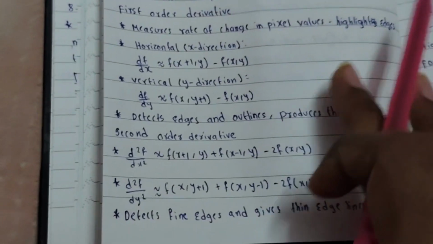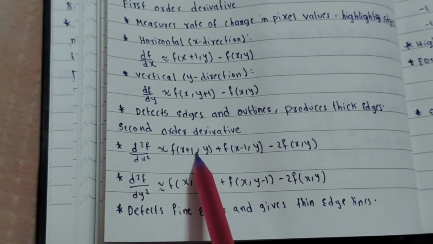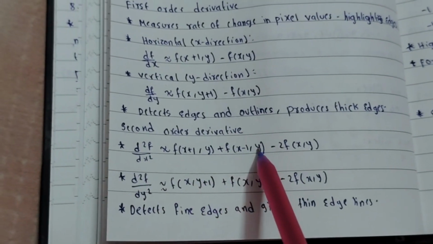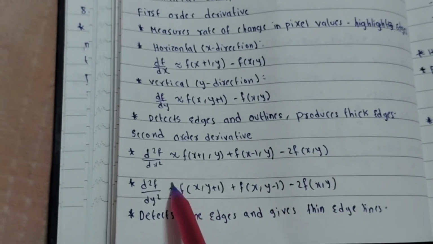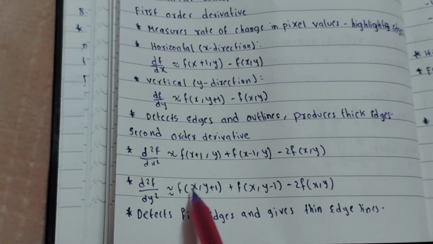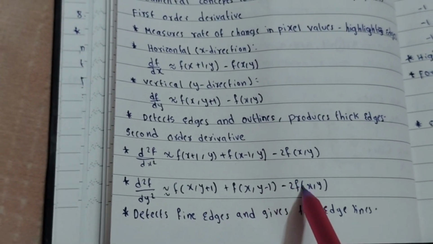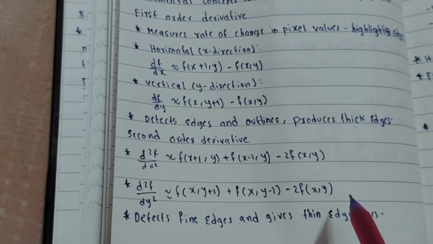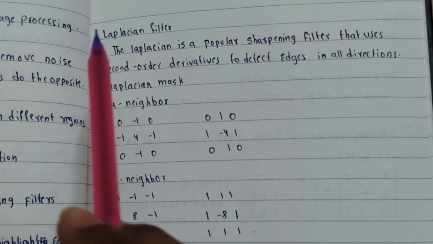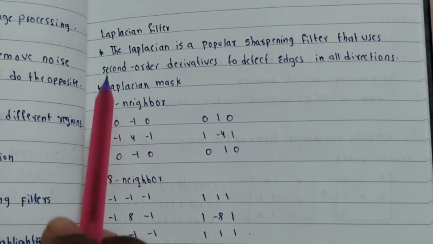And the second one is the second order derivative. It is d square f by dx square equals f of x plus 1 comma y plus f of x minus 1 comma y minus 2 f of x comma y. D square f by dy square equals f of x comma y plus 1 plus f of x comma y minus 1 minus 2 f of x comma y. It detects fine edges and gives thin edge lines. Why we need to know the derivatives: in the Laplacian filter we will use the second order derivative only.